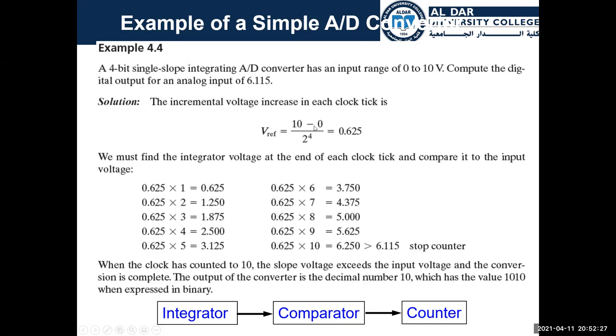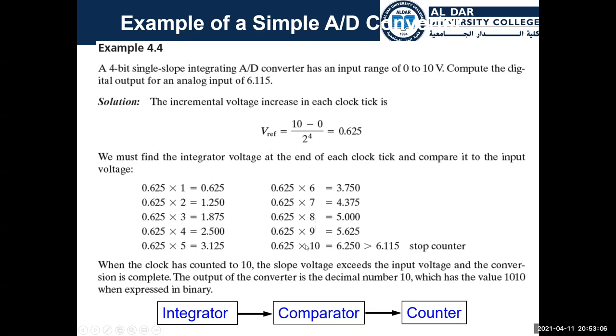The voltage range, which is 10 minus 0, is 10, over 2 to the power 4, because we have a 4-bit single slope integrating analog to digital converter. We get 0.625. This is the step. Every time the counter is increased, this value is increased. For example, the counter count is 1, so the value is 0.625. The counter counts 2, and this is going to be two steps, so it is 1.250, and so on: 1, 2, 3, 4, 5, 6, 7, 8, 9, 10.